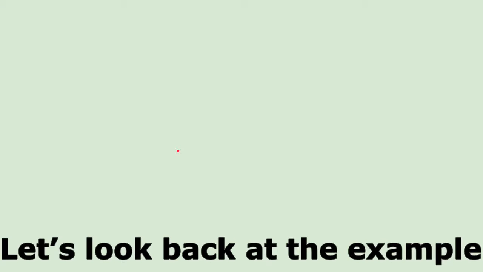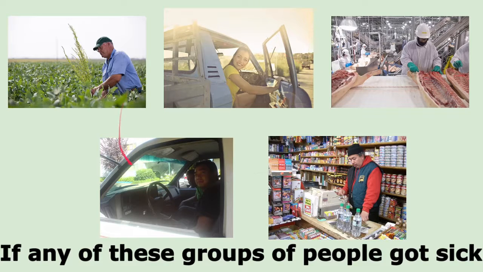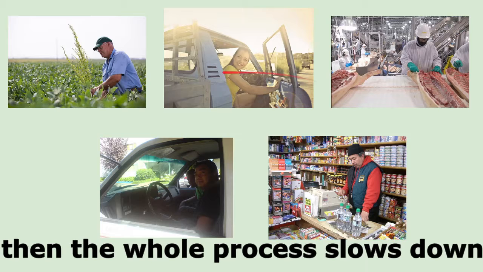To get anything from one place to another, you need humans. Let's look back at the example. The first step had the farmers. The second step had the drivers. The third step had the factory workers. The fourth step has another set of drivers. The final step has employees at the supermarket. If any of these groups of people got sick, then the whole process slows down. It could possibly stop.